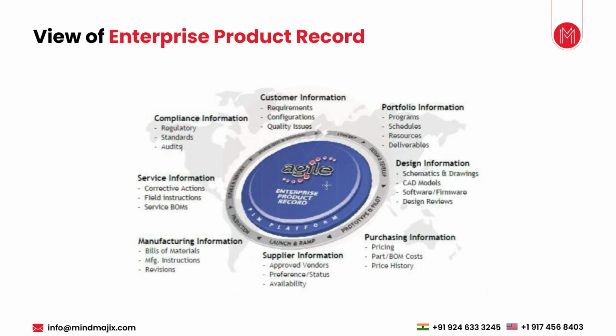Then service information, so corrective and preventive action, CAPA, you might have heard about it. CAPA means corrective action, preventive action. That is related to quality stuff, audits, all those things are related to quality. So corrective actions, then field instructions, then service BOMs. All these things comprise service information. And then compliance information, like regulatory, whatever compliance we are following, standards, audits. All these things come under compliance information.